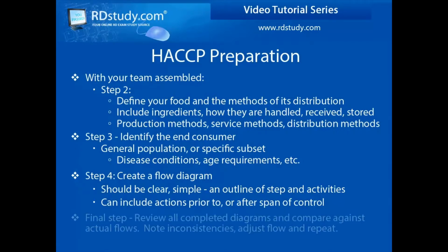Lastly, after the diagrams have been completed, the team should conduct a review by comparing the diagrams and the resulting flows to the actual production environment, noting areas of inconsistencies or areas where information is incomplete. This is step 5. After review and all diagrams have been modified to reflect the noted required adjustments, you are ready to start developing your HACCP plan.